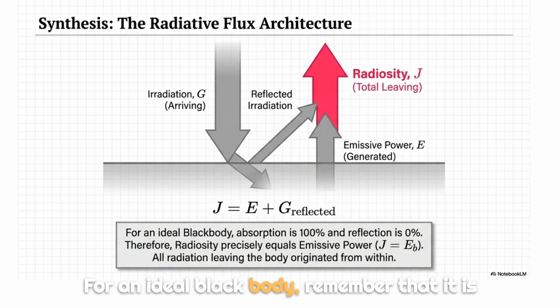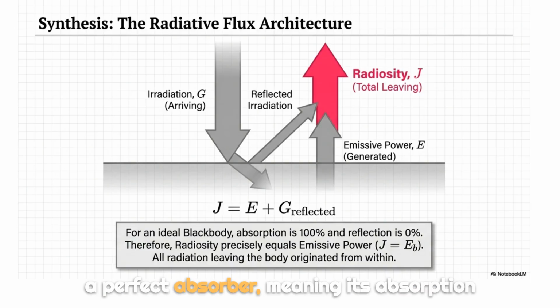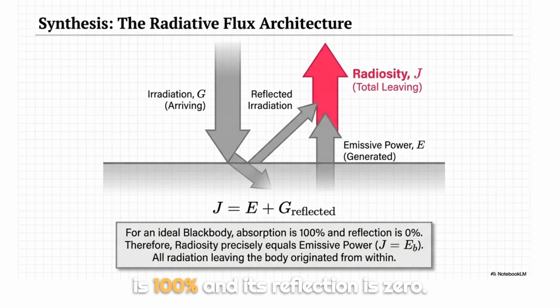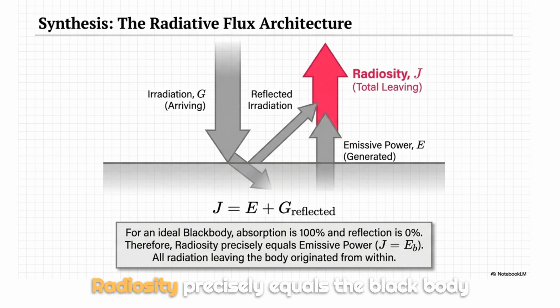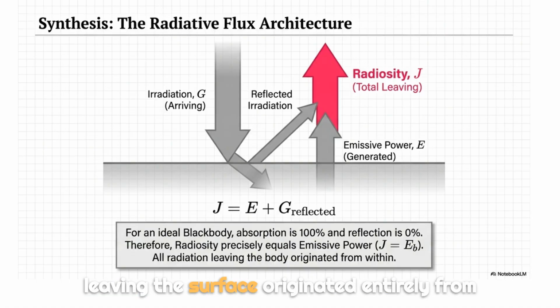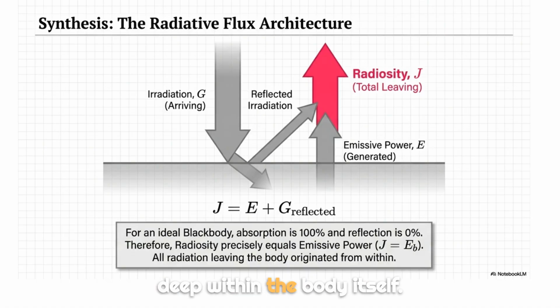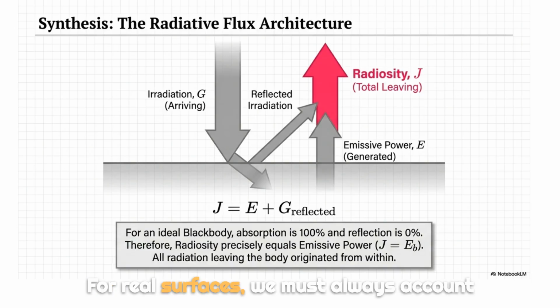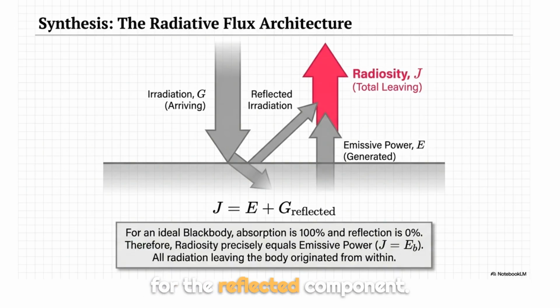For an ideal blackbody, remember that it is a perfect absorber, meaning its absorption is 100% and its reflection is 0. Because reflection drops to 0, the equation simplifies perfectly. Radiosity precisely equals the blackbody emissive power. For a blackbody, every bit of radiation leaving the surface originated entirely from deep within the body itself. For real surfaces, we must always account for the reflected component.